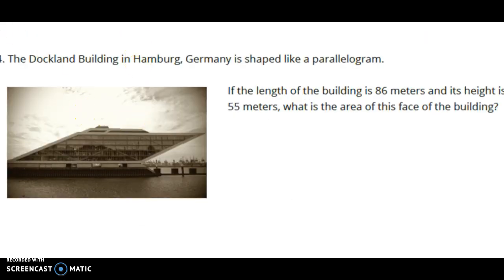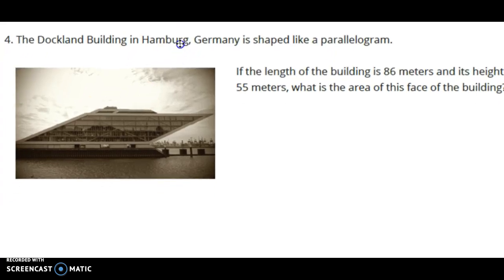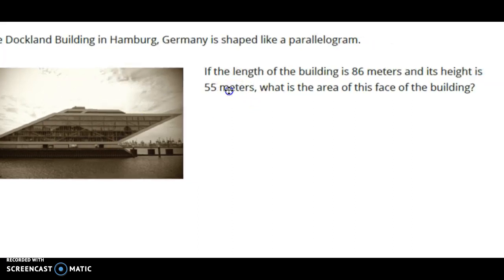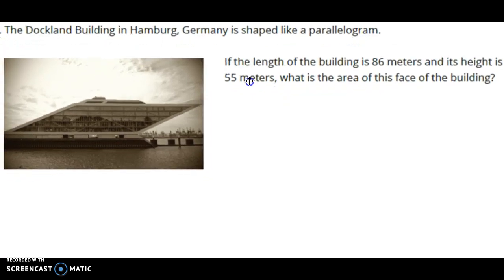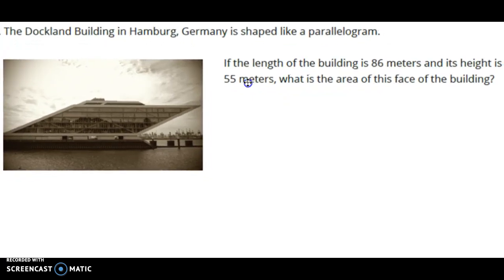Okay, 4. The Dockland building in Hamburg, Germany is shaped like a parallelogram. If the length of the building is 86 meters and its height is 55 meters, what is the area of this face of the building? Pause, try this one on your own.